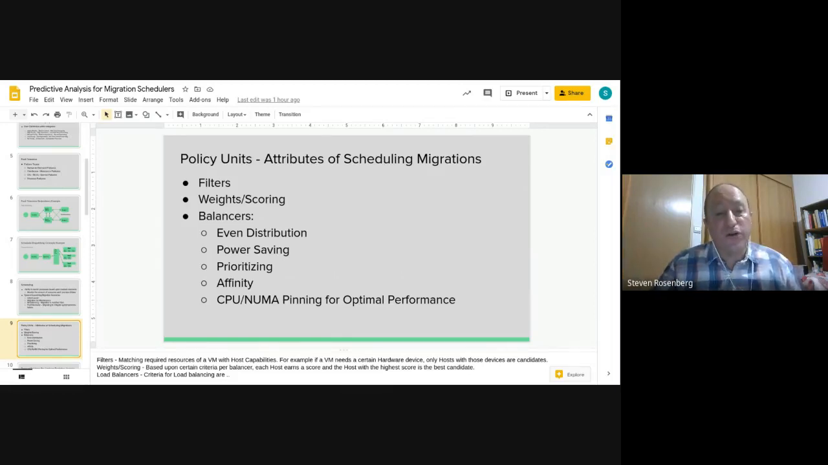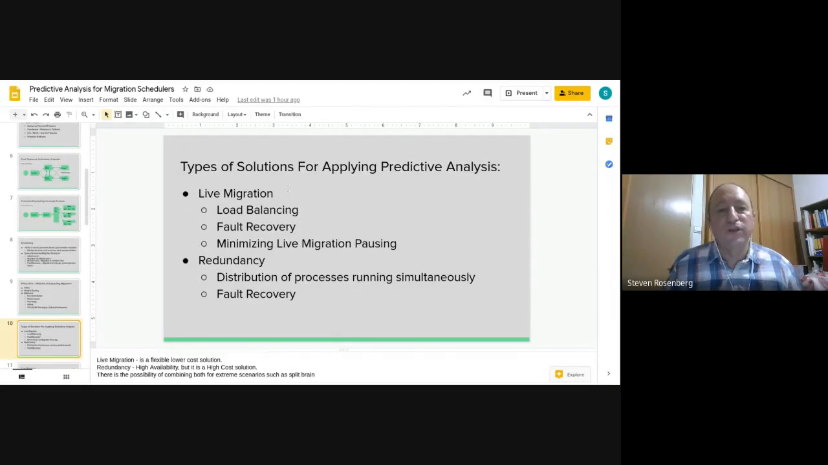We also have prioritizing, which we discussed: affinity, CPU NUMA pinning for optimal performance. So there are many criteria for different types of balancing in order to decide which host is the best candidate for migration.